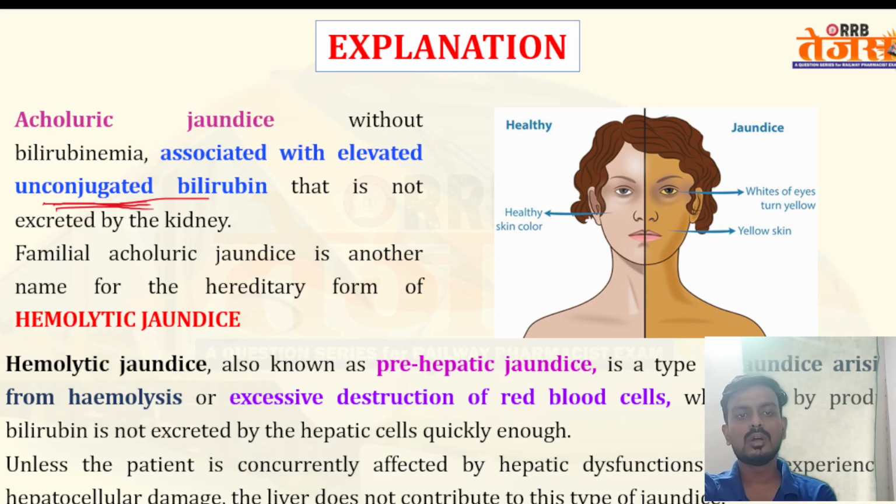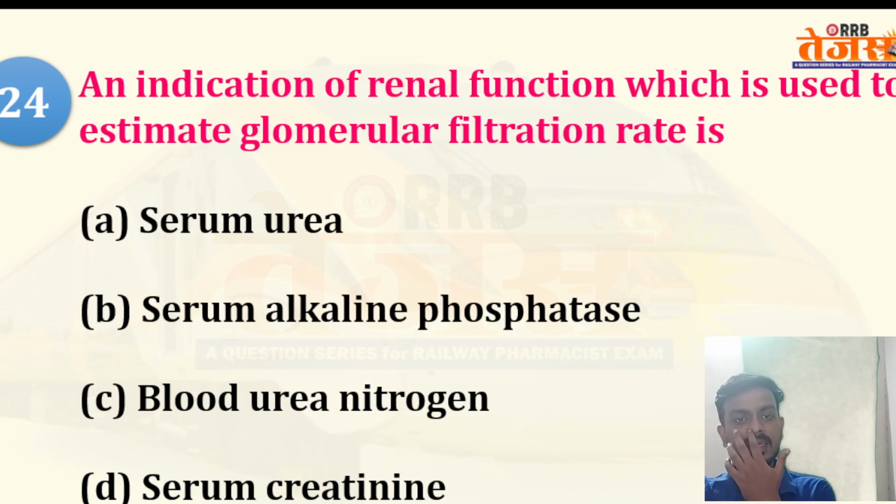Moving to the next point, familial acholuric jaundice is another name for the hereditary pre-hepatic jaundice. Unless the patient is concurrently affected by hepatic dysfunction or is experiencing hepatocellular damage, that is, damage to the liver cell, the liver does not contribute to this type of jaundice.